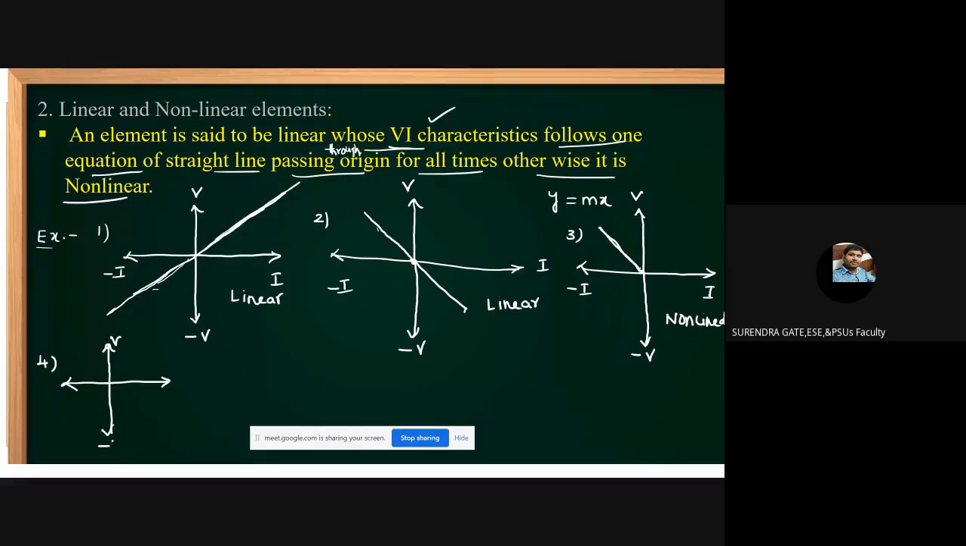This is V, this is minus V, this is plus I, this is minus I. It is also which one? Non-linear. The fifth one I am giving. This is V, this is minus V, this is plus I, this is minus I. Can you identify it as linear or non-linear? It is also non-linear. This equation is different, this equation is different.